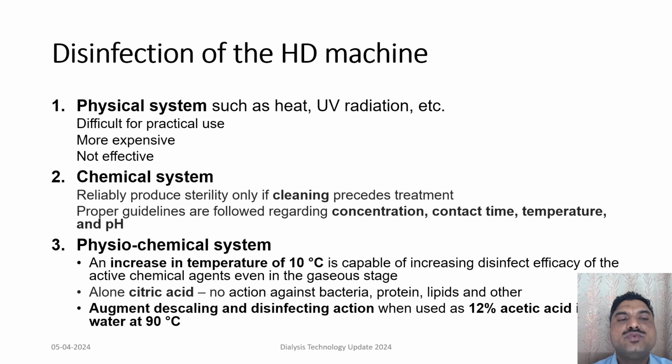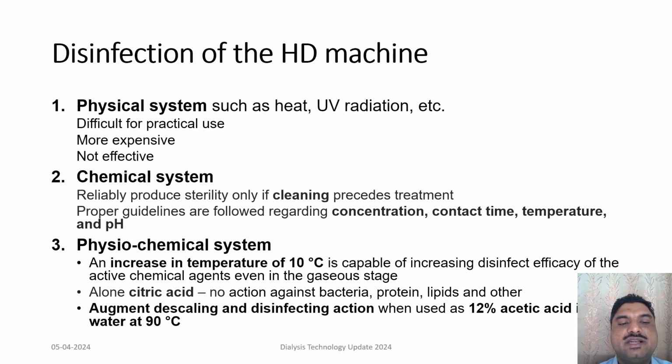The fourth most important step is the thorough disinfection of the HD machine, which can be performed with the help of these three systems. One is a physical system like heat, UV radiation. Second, a chemical system like chemicals, and third, physicochemical, which is a combination of physical and chemical components. Now these physical systems are found to be difficult for practical use. They are more expensive and sometimes they are not effective also.